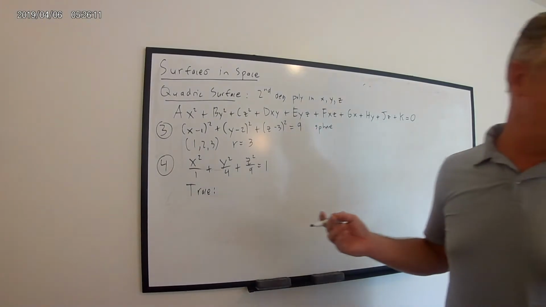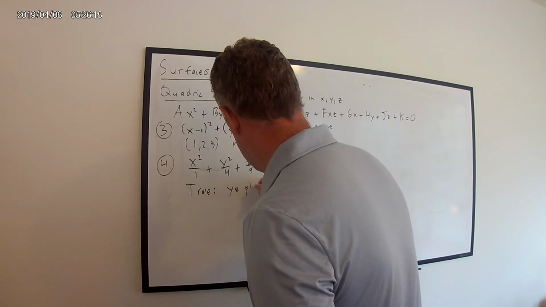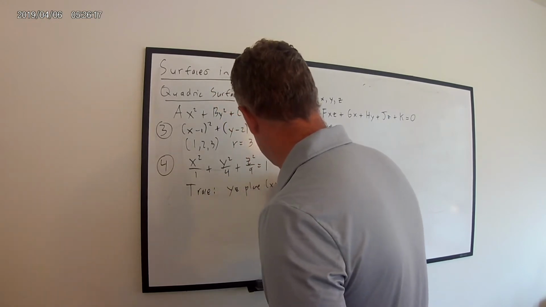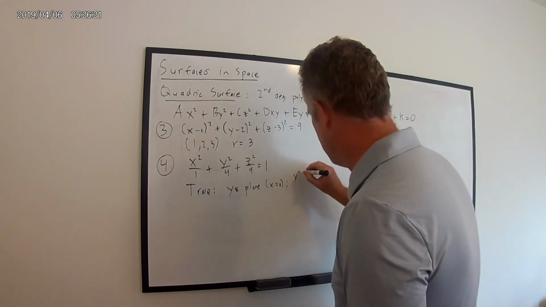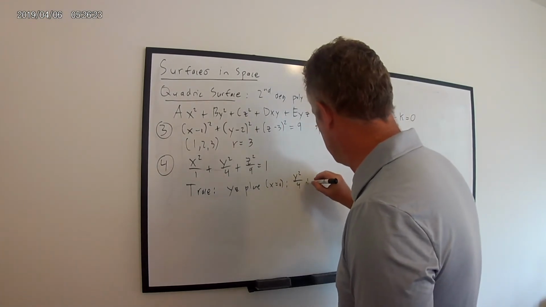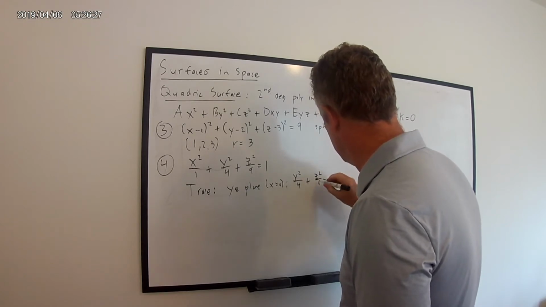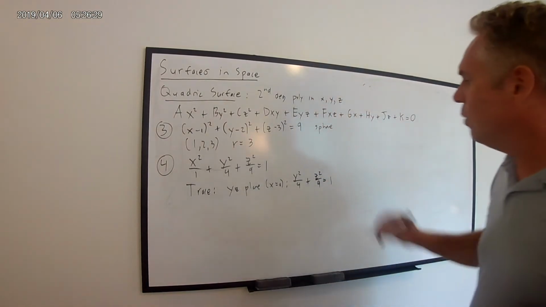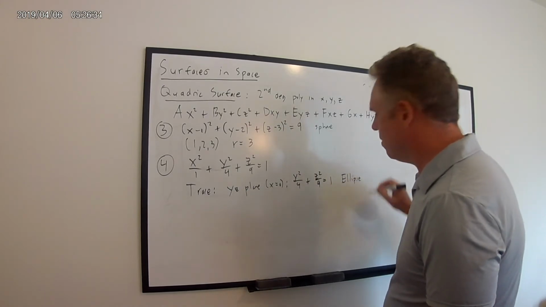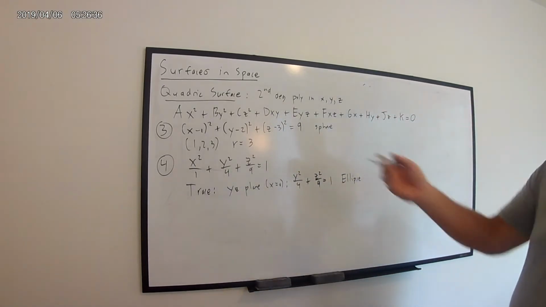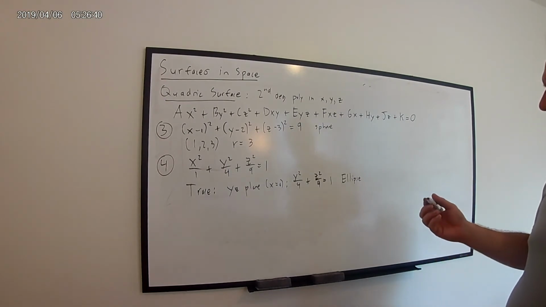So the first trace is, let's do the YZ plane. This is the plane for which x equals 0. So we plug in x equals 0, and we get y squared over 4 plus z squared over 9 equals 1. Well, what is this? This is an ellipse. So the trace of this surface in the YZ plane is an ellipse.